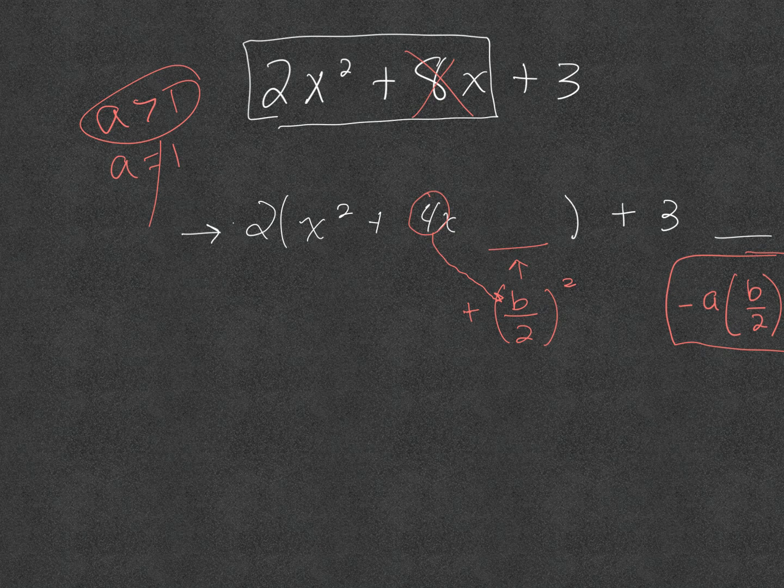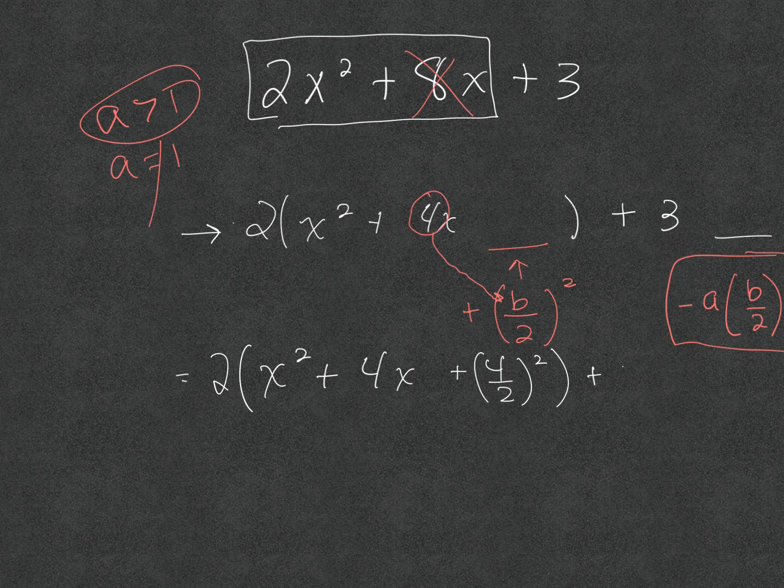So what do I mean? Let's go ahead and do this. I'm going to have 2 times x squared plus the 4x, b divided by 2 squared. So plus 4 divided by 2 squared, which is going to be 4, plus 3 on the outside minus the 2 times 4 divided by 2 squared. And that is the only difference. Did you see that? That 2 right there is the only difference. You have to multiply by a for the constant on the outside.